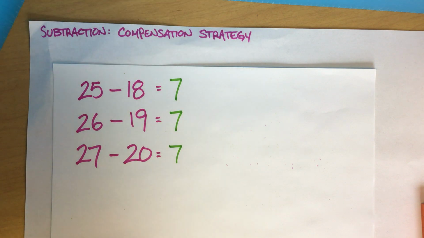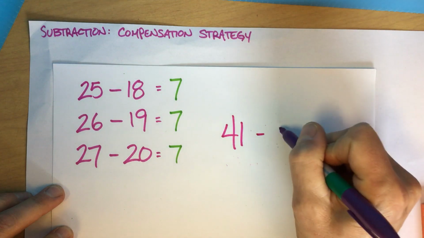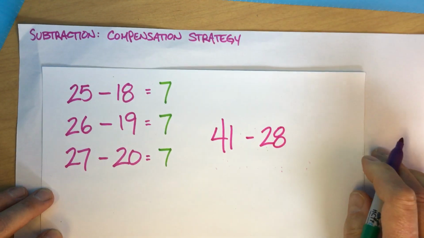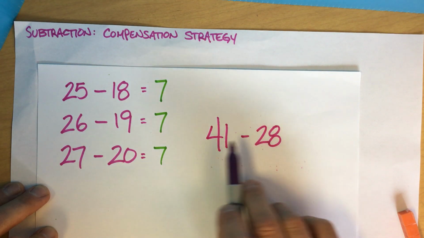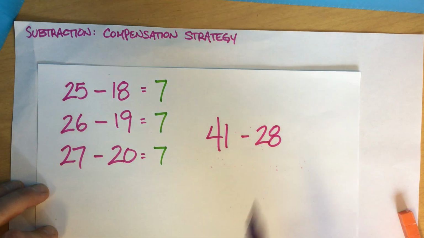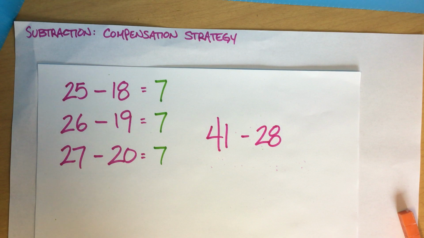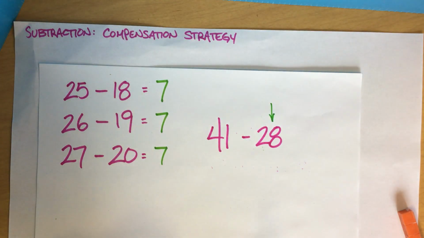So let's do an example. If you were given 41 minus 28, again, we have that problem where the ones digit in the number that I'm taking away is larger than the ones digit over here in the number I'm taking it from. So what the compensation strategy suggests you do is look at this second number and decide, what is it close to that would help me? What's a number that's close to 28, maybe that has a 0 in it? Most students will say that's 30.